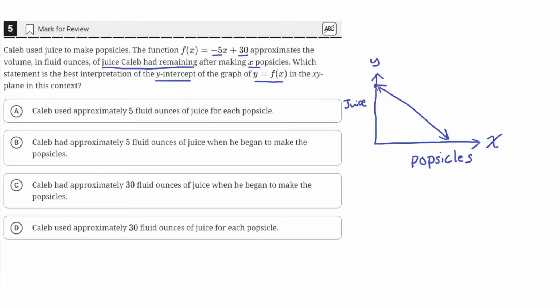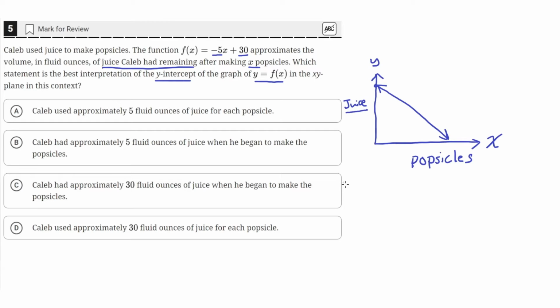So this graph basically tells us that every time that Caleb makes a popsicle, the amount of juice remaining decreases. And the y-intercept, which is the value of the amount of juice at x equals 0, and here x is the number of popsicles. So when Caleb has not made any popsicles yet, the amount of juice left is the y-intercept. So the y-intercept of this graph is 30, which means that when 0 popsicles have been made, Caleb has 30 fluid ounces of juice remaining, which means that he initially started with 30 ounces.